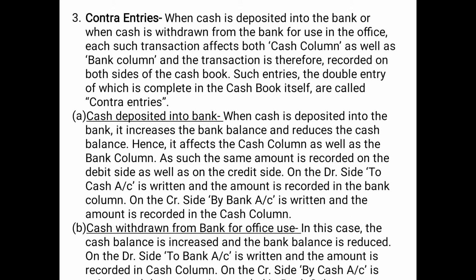Such entries, the double entry of which is complete in the cash book itself, are called contra entries, because you need not post these entries anywhere else, because the dual aspect of such entries are already recorded and completed itself in the cash book. And obviously one important rule is there, children. If you are recording the cash aspect, then you will use the word bank and amount will be the cash column.